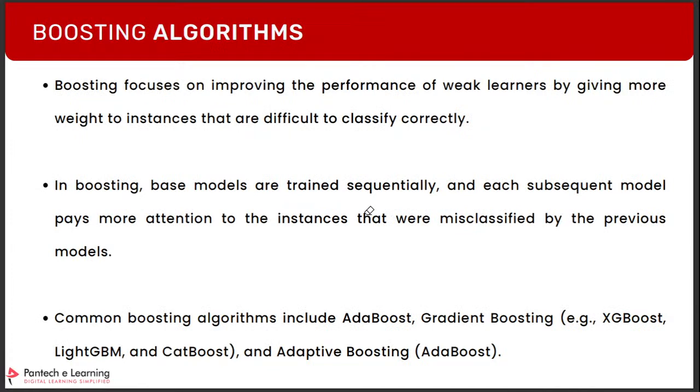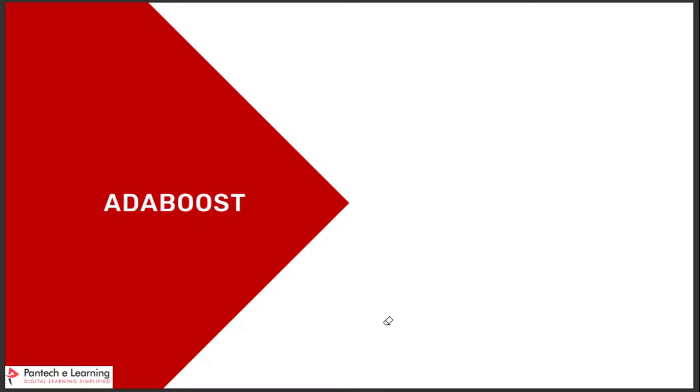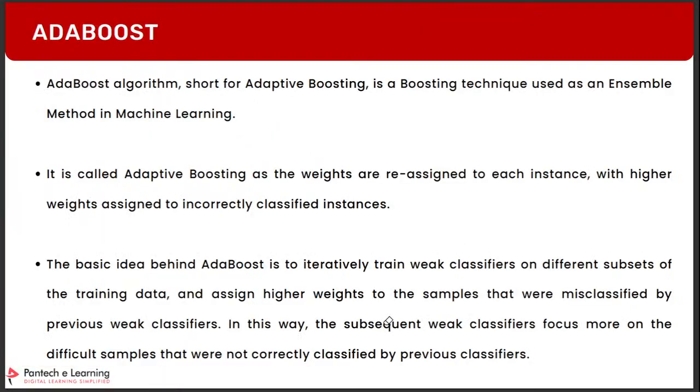And talking about boosting algorithms, so this is like boosting, like nitro boost or something like that, which focuses on improving the performance of weak models or weak data. We have algorithms like AdaBoost, gradient boost, which includes XGBoost, LightGBM, CatBoost, and adaptive boosting also. Talking about adaptive boosting, or AdaBoost.